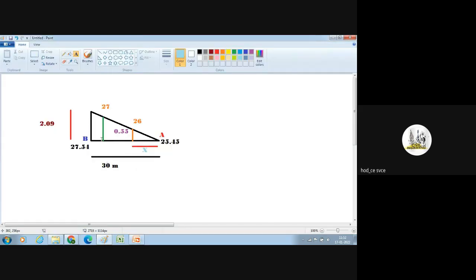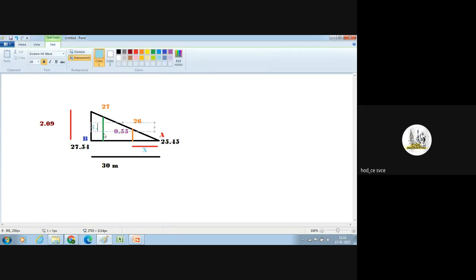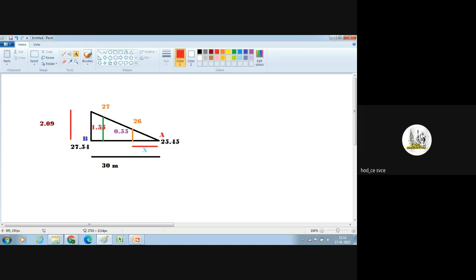In the same way you need to calculate the distance from A to here, the 27 elevation. You already know the value of 27 here. Vertical difference is 1.55. You need to know the distance from here to here. Take this as x1 and this as x2. x2 by 30 equals 1.55 divided by 2.09. This is also an interpolation method, like the one for uniformly varying loads.